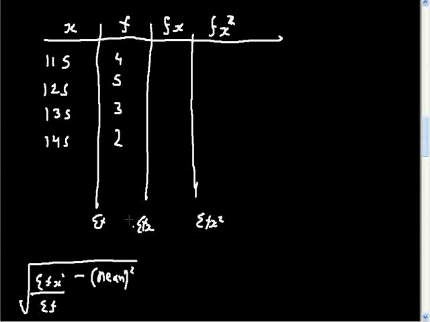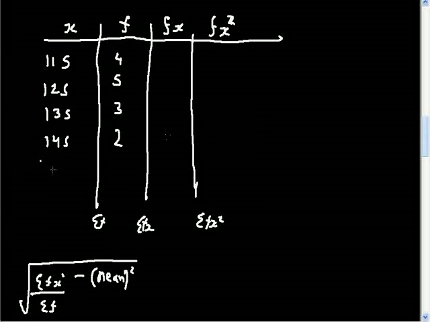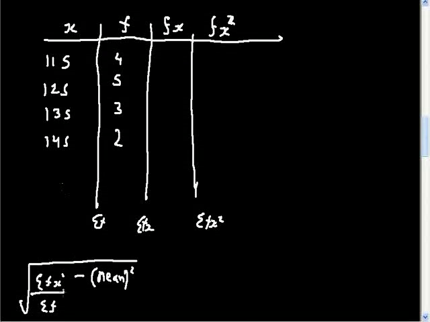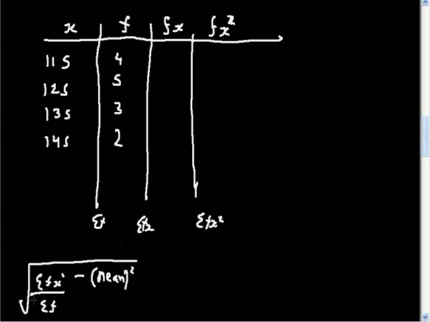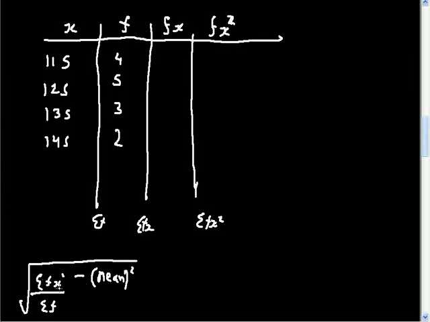You'll also be asked to work out the standard deviation for frequency tables. So you have values of 115, 125, 135, 145. 4 people have this value, 5 people have this value, 3 have this, and 2 have this. You'll have to work out these intermediate values for a frequency table to work out its standard deviation. This is the formula to work out the standard deviation.